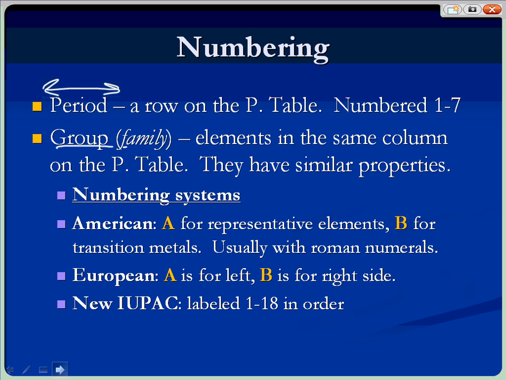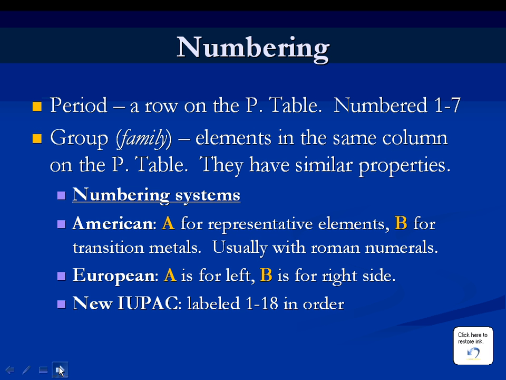Groups, another name for family, are the columns. So they go up, down. And there's 18 columns on the periodic table. And they're numbered in various ways. So you'll see there's different numbering systems on different periodic tables. Sometimes they're numbered using Roman numerals and A's and B's. That could be the American or the European system. We're mostly going to, in our class, use the new IUPAC system. It just means number them 1 through 18 all the way across. So I'll point that out next time we see a periodic table with it.